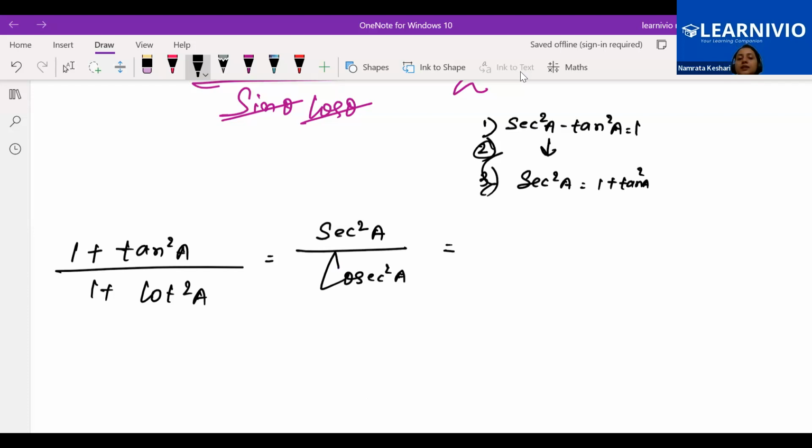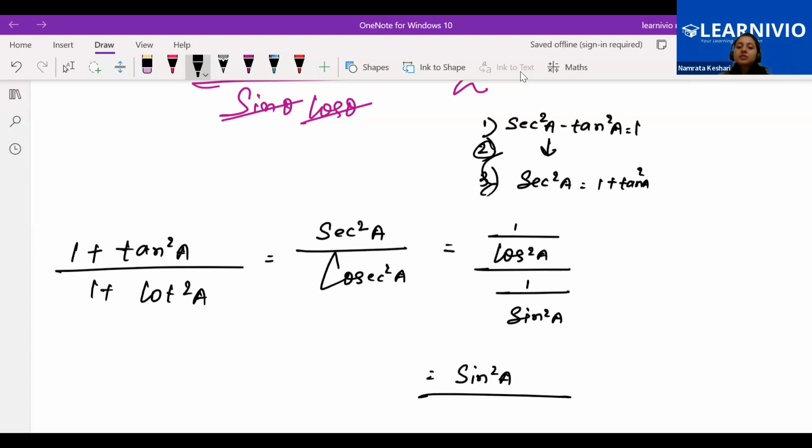Now we have sec and cosec. If we write it in terms of sine and cos, we will have 1 by cos square, yes or no? And here we will have 1 by sine square. As I always explain, when we have fraction by fraction, what to do? It becomes the reciprocal: 1 by cos square A multiplied by sine square A by 1. Exactly. So basically it will be sine square A by cos square A, right?